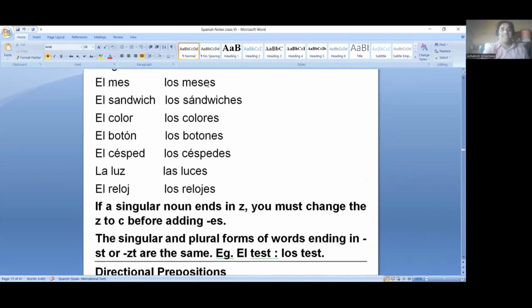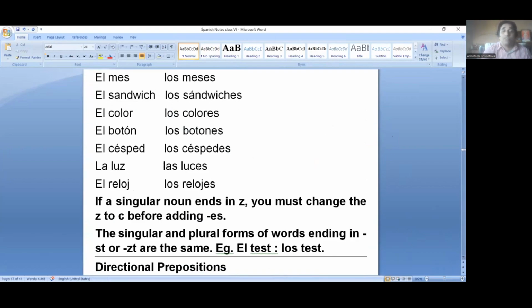El mes, los meses. El sandwich, los sándwiches. El color, los colores. El botón, los botones. El césped, los céspedes. La luz, las luces. El reloj, los relojes. If the noun ends with Z, you must change the Z to C before adding ES.